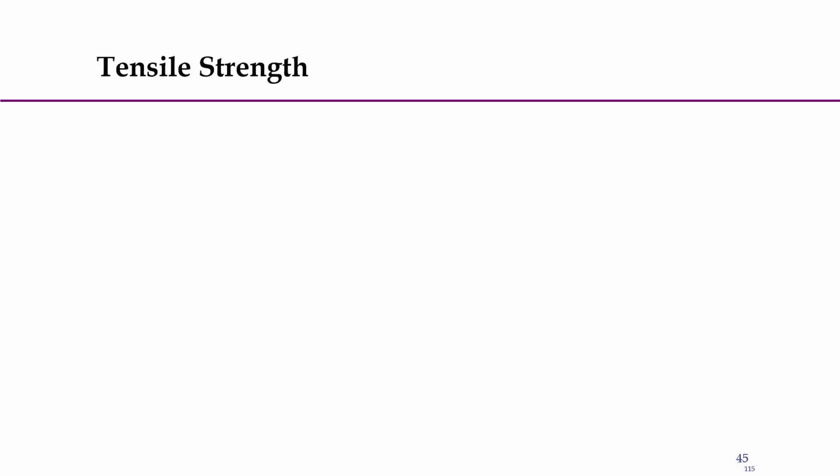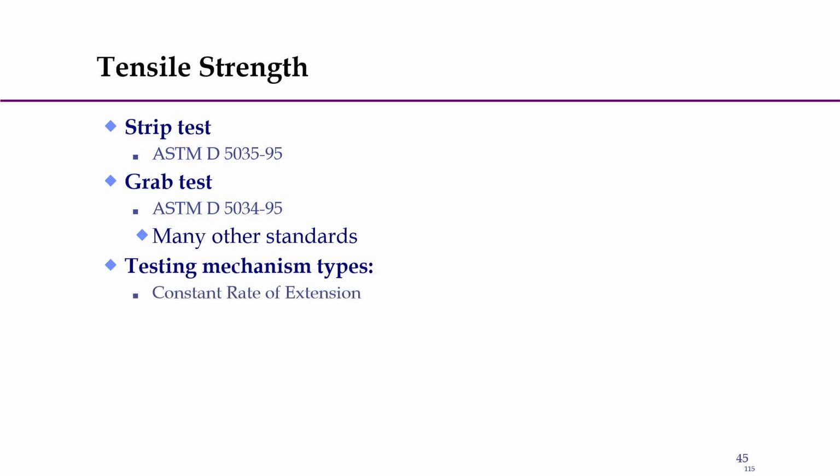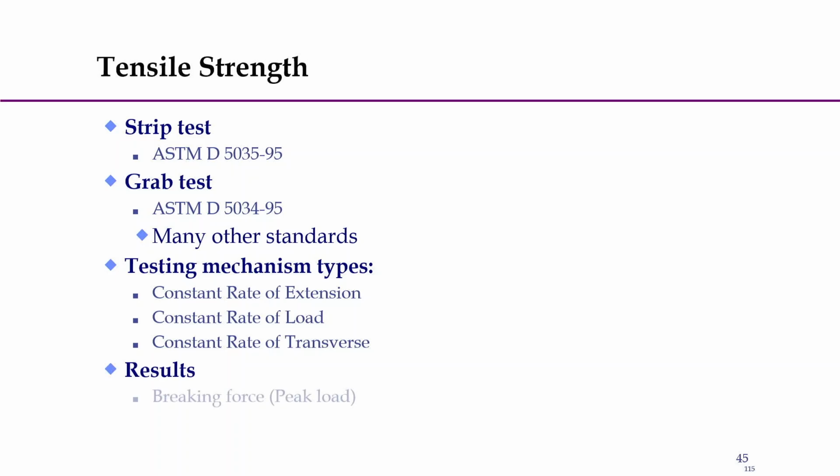Dimensional stability is also important. Tensile strength is very important, which is measured by strip test. Normally we follow the ASTM method. Grab test is also important, and many other standards we follow. For the testing mechanism, we can follow constant rate of extension, constant rate of loading, or constant rate of traverse. Any method we can follow. The results are breaking force, breaking elongation, and modulus.